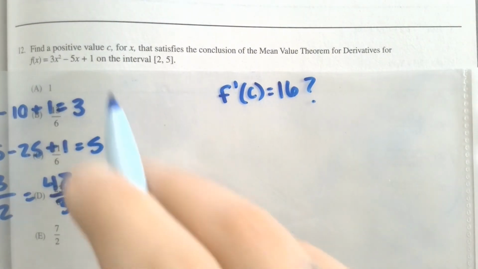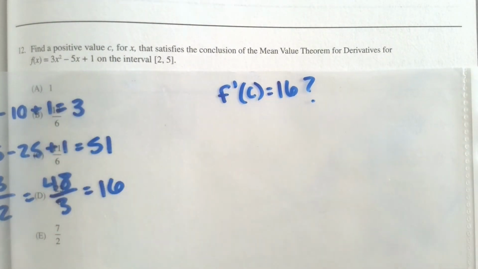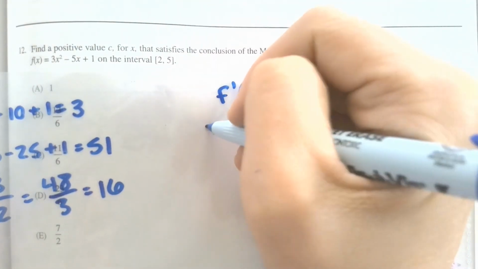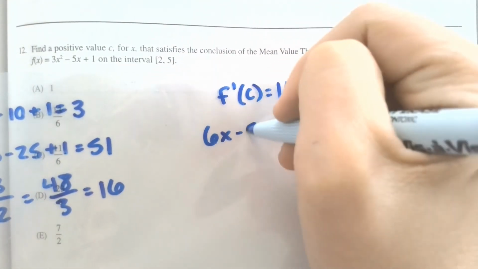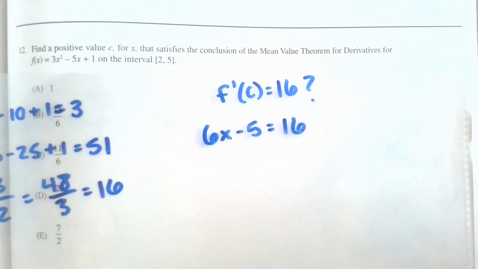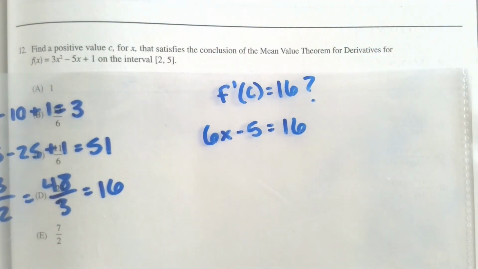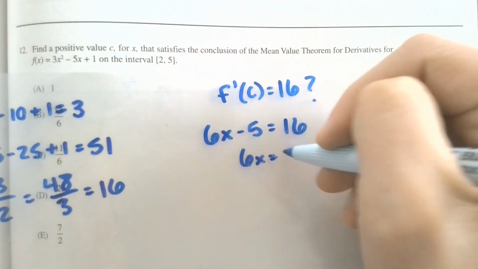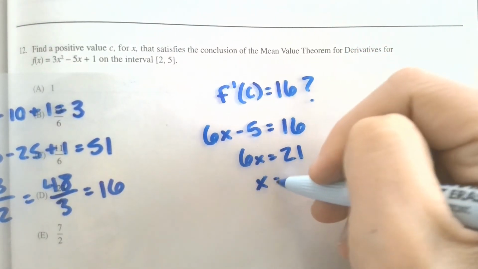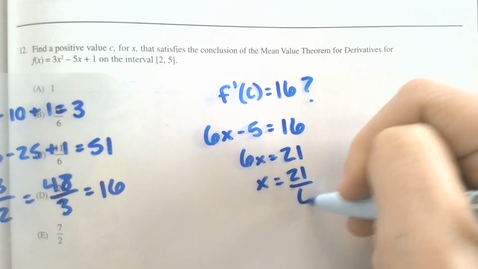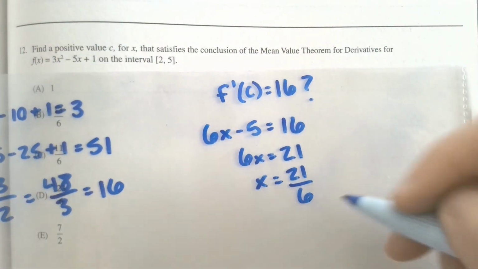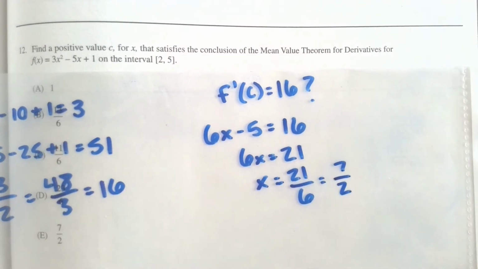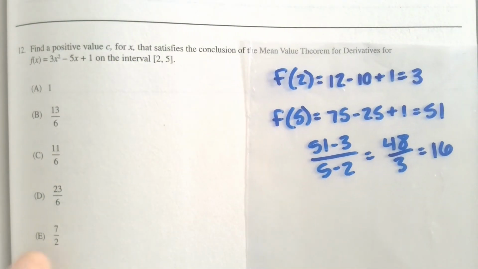So if we're talking instantaneous slope, I need to go ahead and find the derivative of f of x. So my f prime here is going to be equal to 6x minus 5, just using the power rule. We're trying to look for where that 6x minus 5 is equal to 16. And we will get that that happens when x is 21/6, which can be reduced to 7/2. And we do have a 7/2. There we go.